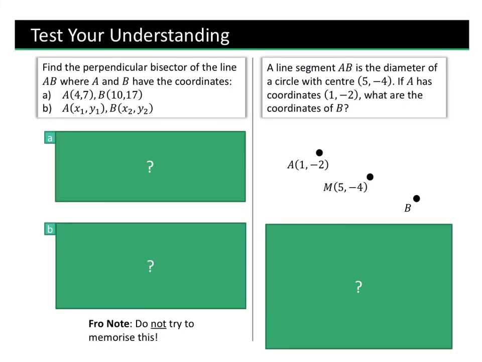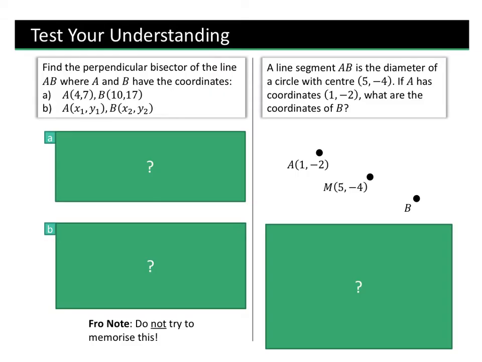So what we're going to do is, if you could quickly test your understanding, you've got 2 questions to do. Off you go. So find the perpendicular bisector of the line A and B, where A and B have the coordinates of. So the first one is quite easy.